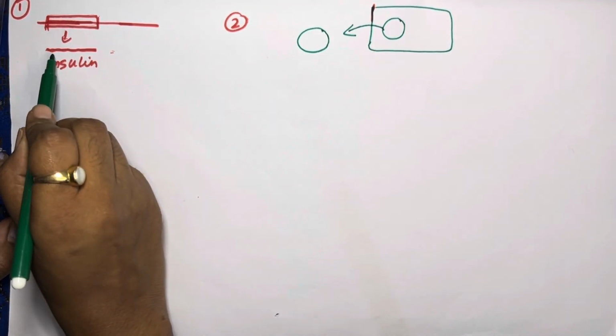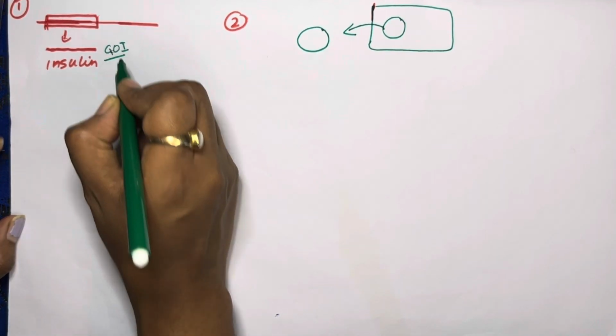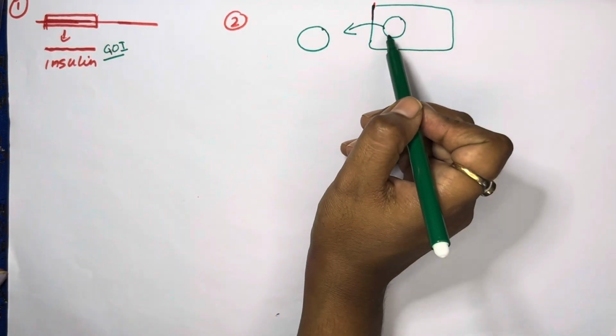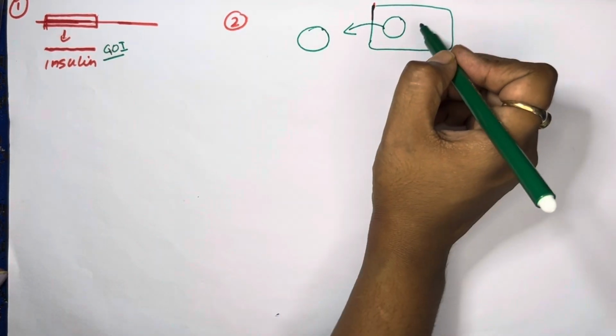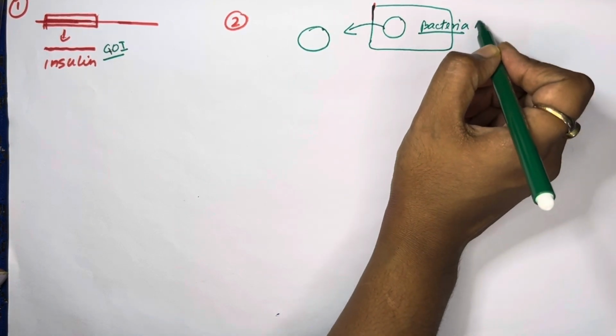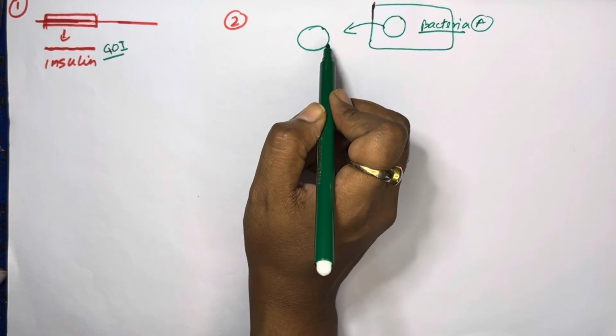We have first isolated the insulin gene, and this is our gene of interest. Then we'll isolate the plasmid also from a bacteria. From one bacteria, bacteria A, we'll isolate a plasmid. So we have isolated the plasmid also.